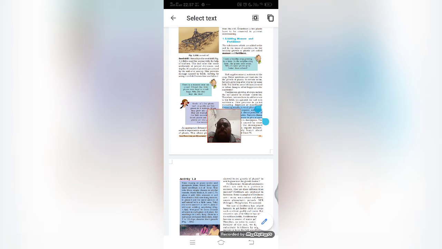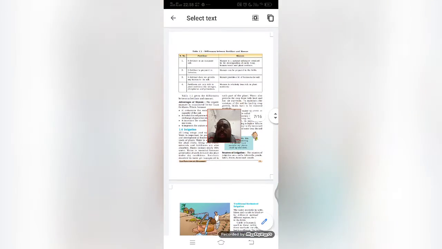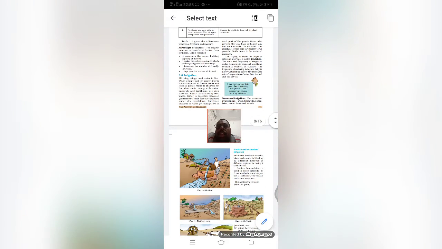But there is a negative part for manure: manure shows the result very slowly, but fertilizers show the results very fast. So this is the next step the farmers will do. After preparing the soil, they collect the seed, sow the seed, add the manures, and the next step is called irrigation. Irrigation means supplying water for the crop at different intervals.